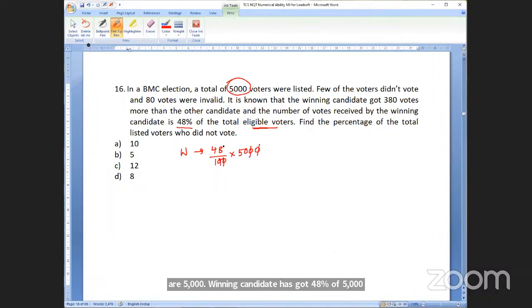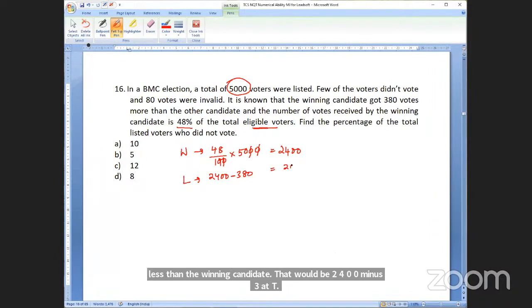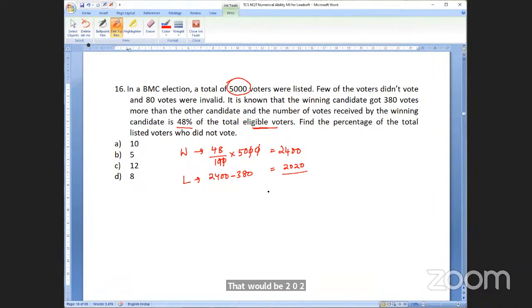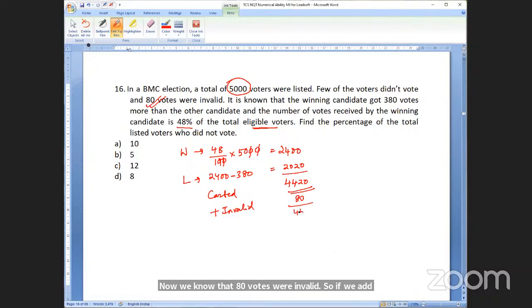That is 2400. Clear? Now the losing candidate has got 380 votes less than the winning candidate. That would be 2400 minus 380. That would be 2020. That means total votes which were cast were 4420. Now we know that 80 votes were invalid. So if we add invalid votes, we can see that 4500 voters had actually come and voted.